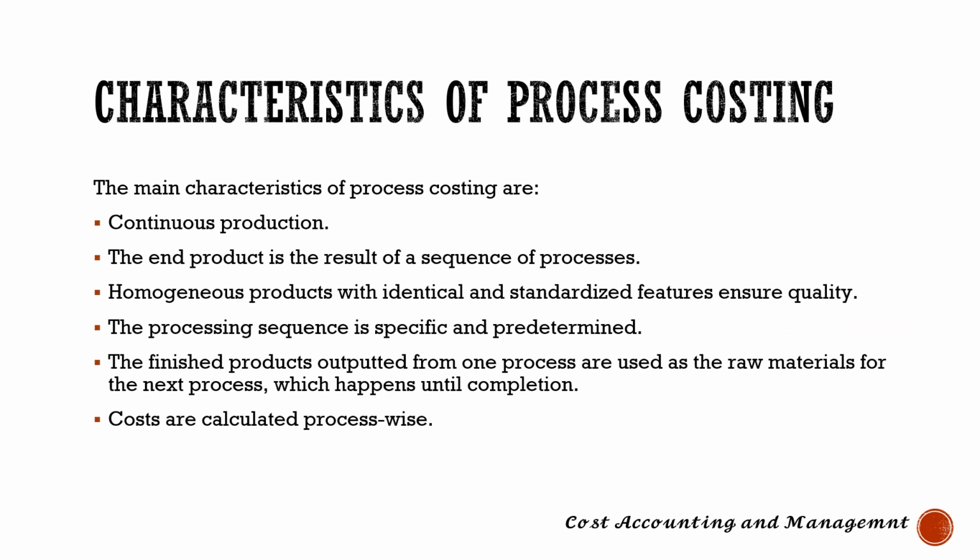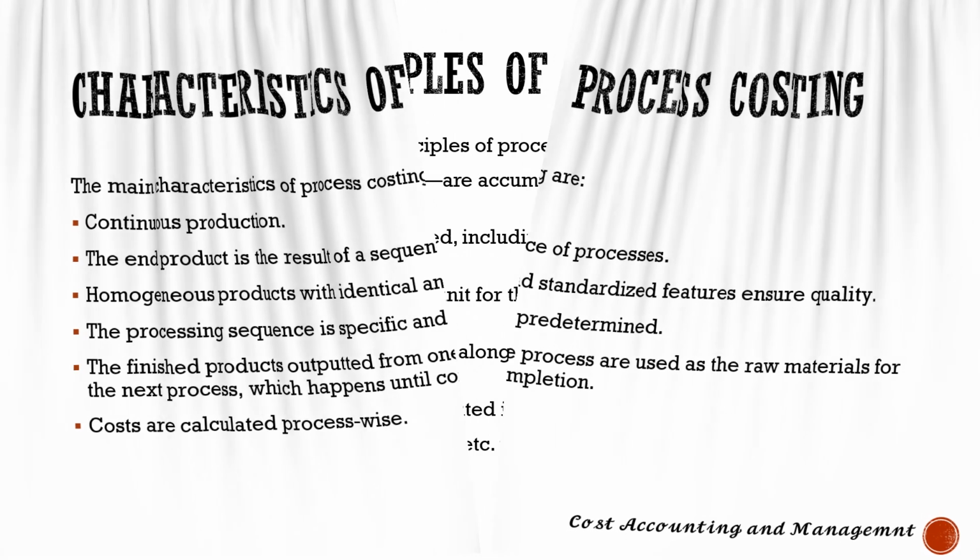Characteristics of process costing. The main characteristics of process costing are continuous production. The end product is the result of a sequence of processes. Homogeneous products with identical and standardized features ensure quality. The processing sequence is specific and predetermined. The finished products outputted from one process are used as the raw materials for the next process, which happens until completion. Costs are calculated process-wise.